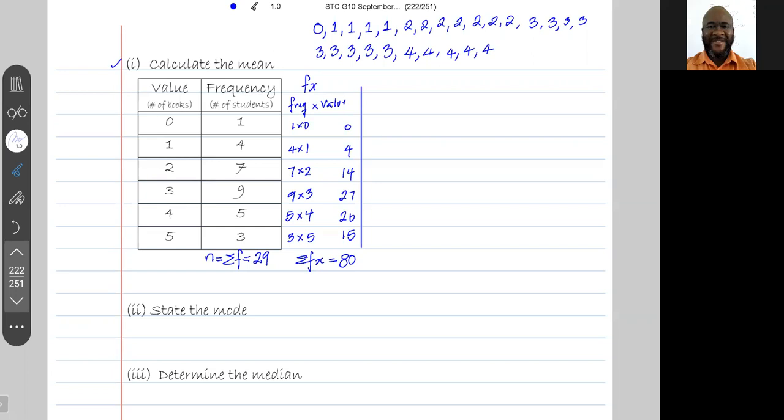Guys, the mean, x bar, is equal to the sum of fx over n. This is 80 over 29. So let's divide and see what we got. 80 divided by 29, and this is, call it 2.8. So this is 2.8 books.